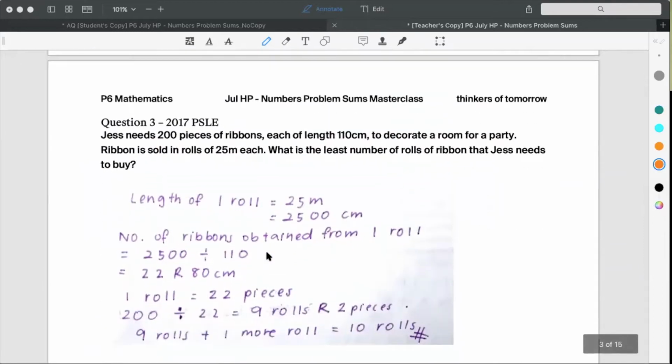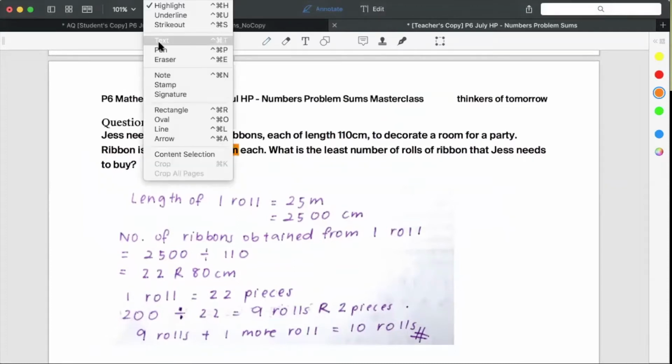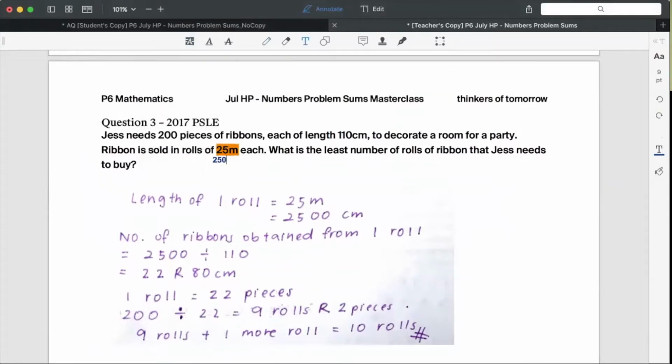Okay, for question 3, let me explain a common mistake made by you guys, and I want to explain why that is wrong also. I know a lot of you will remember to change the meters to centimeters, right? So that would be 2,500 centimeters.